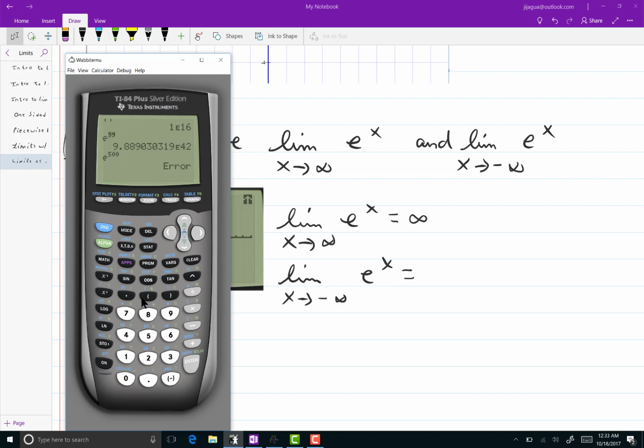To me, the graph is pretty obvious: as x goes to the left, the function itself is hugging the x-axis, which indicates that the limit is 0. But I'll do some examples. e to the negative 99, I get 1 times 10 to the negative 43. That's a super tiny number.